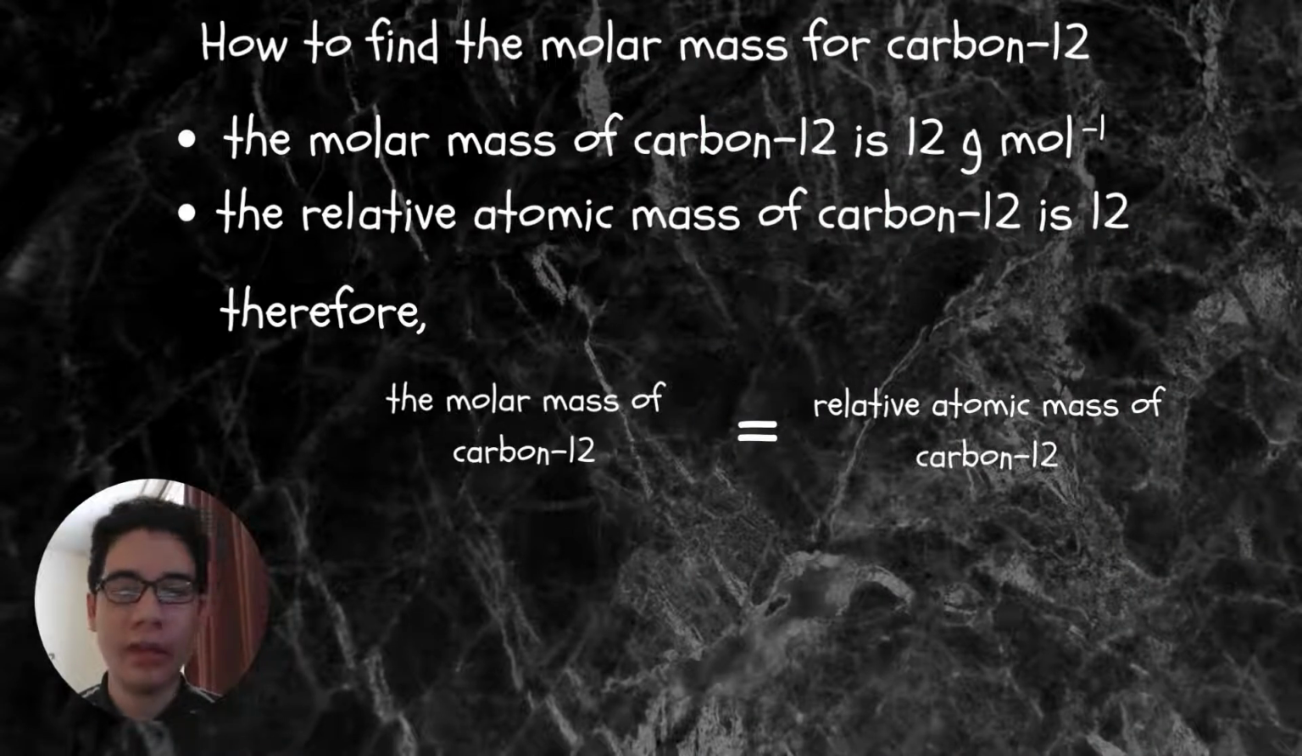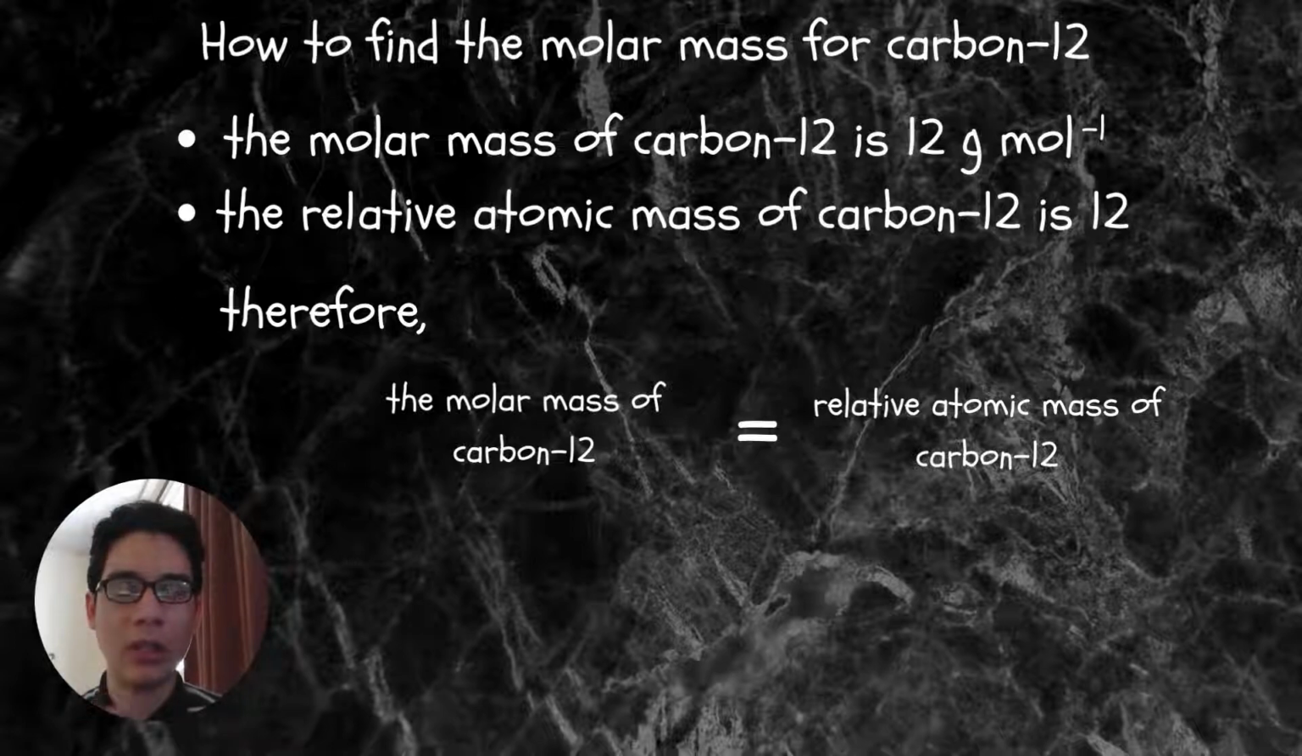Here's how you can find the molar mass of carbon-12. We're going to use the example of carbon-12. The molar mass of carbon-12 is 12 g mol^-1. The relative atomic mass of carbon-12 is 12. Therefore, the molar mass of carbon-12 equals the relative atomic mass of carbon-12, meaning that if you want to know what the molar mass of an element is, just go to the periodic table and look.